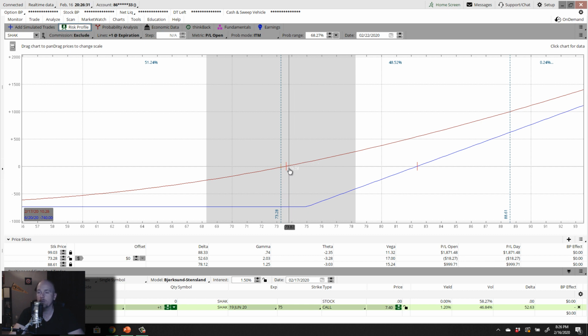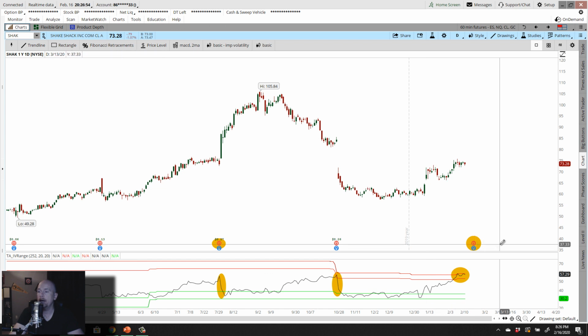Primarily, the difference is what's called theta. What you see here is the difference in theta. The blue line represents the value of my position on expiration. The red line is the value of the position today. So every day that time passes, this red line gets a little bit closer to the blue line. Why is that valuable?